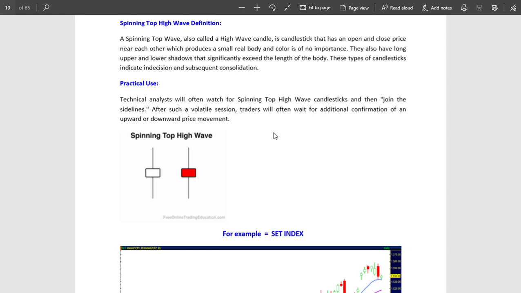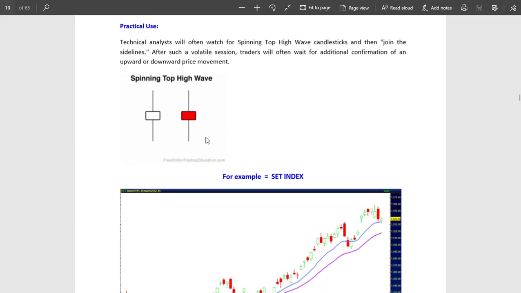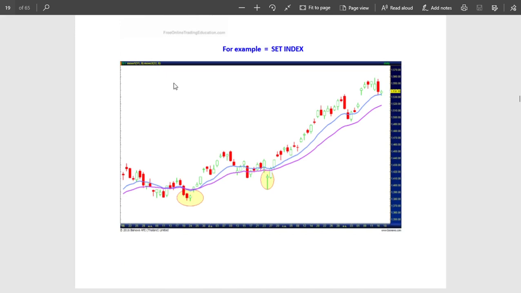So this spinning top shows indecision, confusion in the market. Buyers and sellers are fighting, and they don't know who will take over. That's why we have this very long wick. Buyers are trying to push the price up, while sellers are trying to push the price down, and the candle closes like that. So it shows a spinning top.